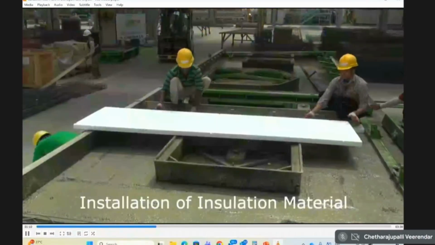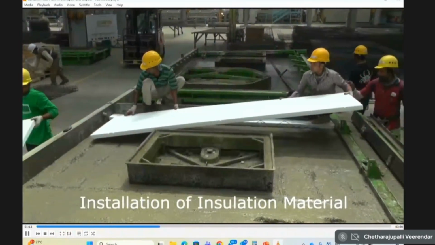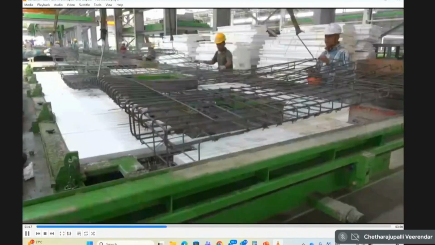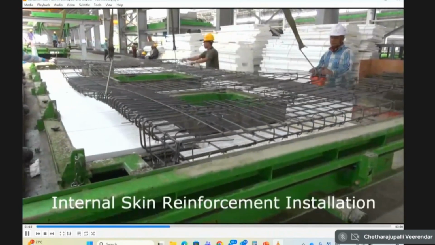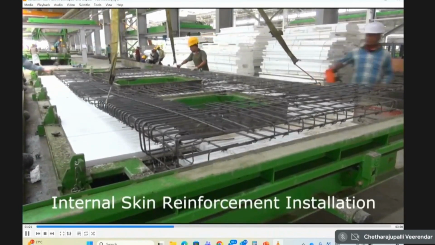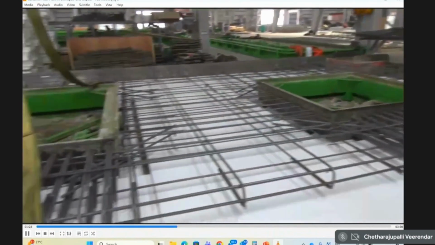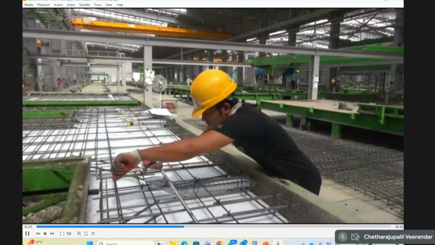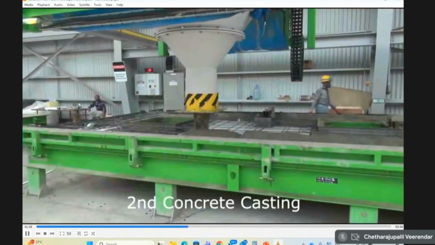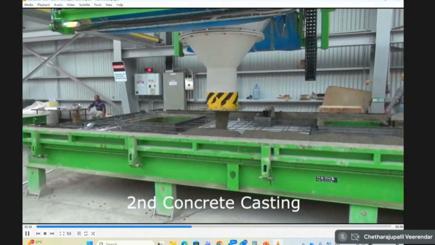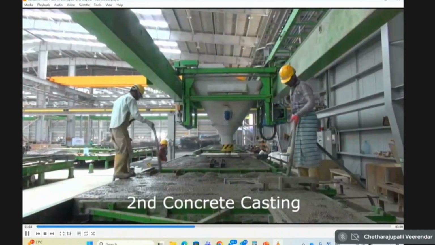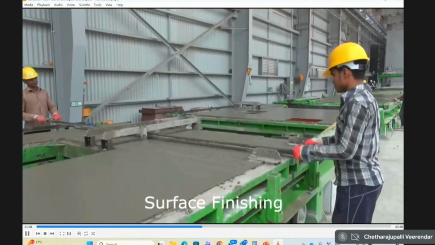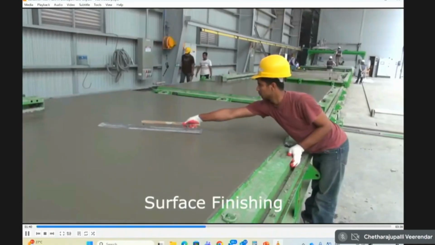And once the vibration is done, then you place the insulation element, which is the EPS panel. Now you see they are placing the second layer of much stronger reinforcement, because this is a load bearing wall. And then you tie your second layer to the first layer through the lattice girder in between. Then you pour the second layer, and then you again compact the entire thing, finish it.